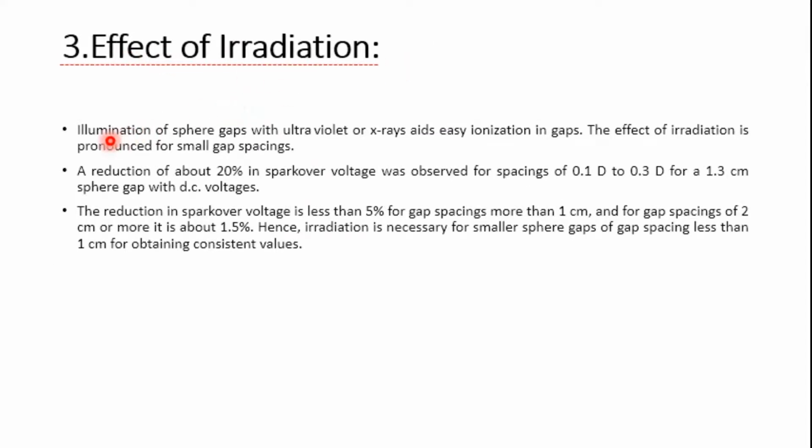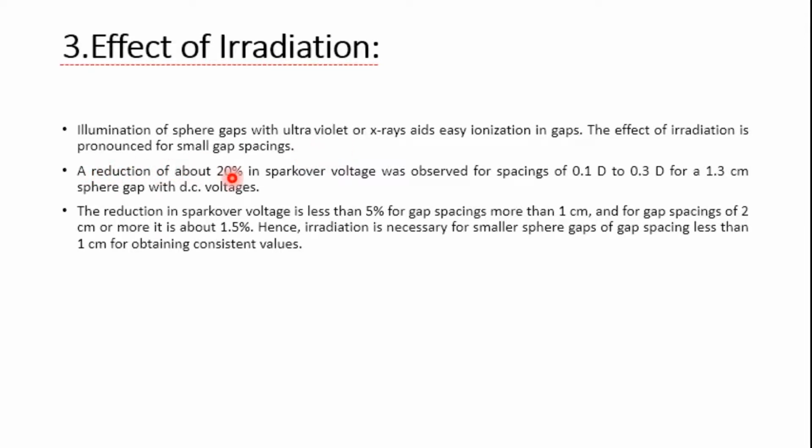Suppose there is illumination across the sphere gap by UV light or X-rays, there is a possibility that easy ionization will take place across the gap. Hence the effect of irradiation is pronounced for the small gap spacing, meaning we are considering it for the small gaps, and for the larger gaps we are going to neglect it.